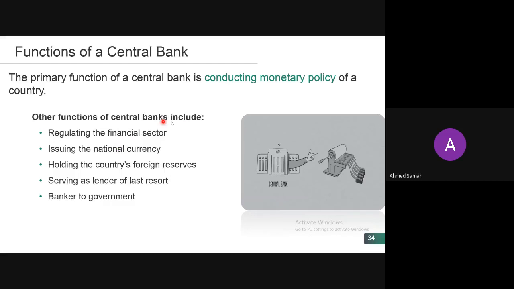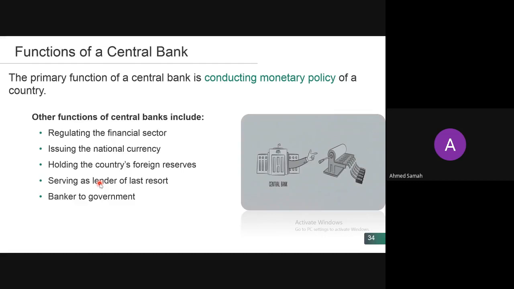Holding the country's foreign reserves, the MMA holds the foreign reserves. It also serves as a lender of last resort. Like a commercial bank needing liquidity as a last resort, they will come to the central bank, because the central bank lends at a higher rate than all other sources of funds. So a central bank will act as the lender of last resort. And it also acts as the banker to the government as well.